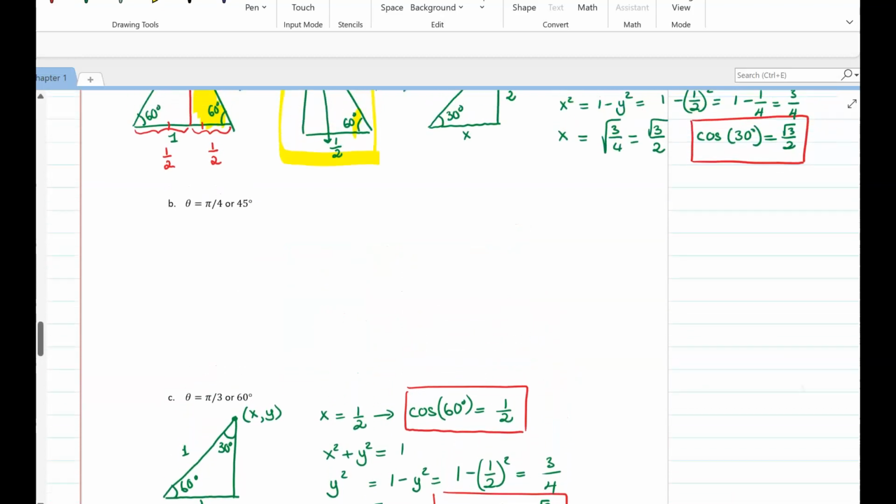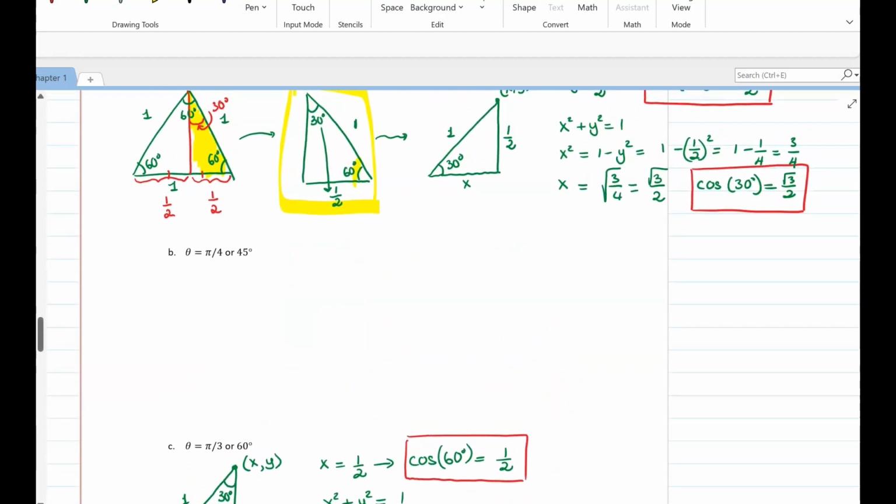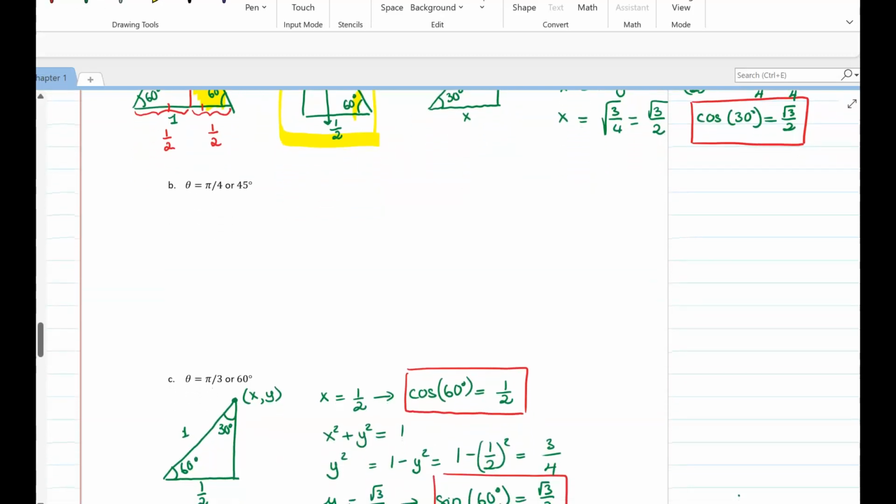So let's go back to theta equal to 45 degree. In this case, we want to use the unit square. The unit square is the square that has all sides equal 1. So this is 1, 1, 1, 1. And this angle is 90 degree. If I draw the diagonal of the square, then this angle here is 45 degree. So let's consider this triangle.